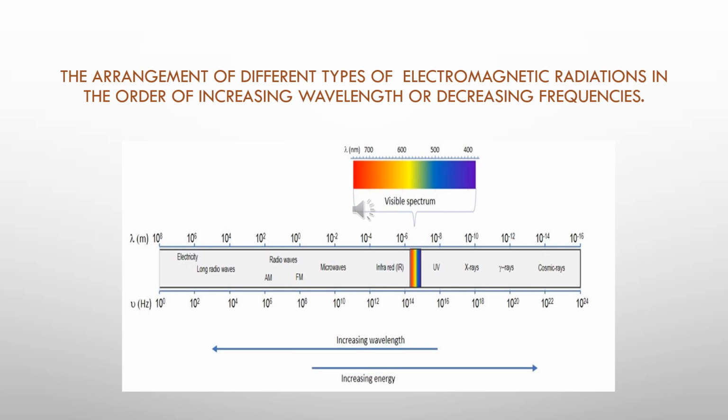As we have discussed earlier regarding the arrangement of different types of electromagnetic radiation, here we have an electromagnetic spectrum wherein the arrangement of different types of electromagnetic radiation in the order of increasing wavelength or decreasing frequency is being seen.